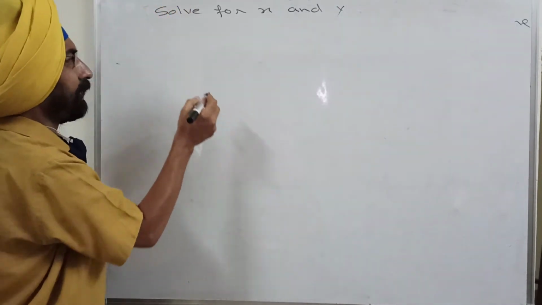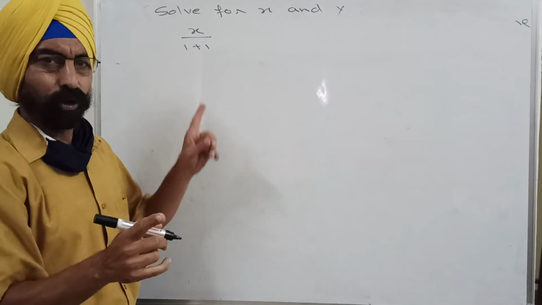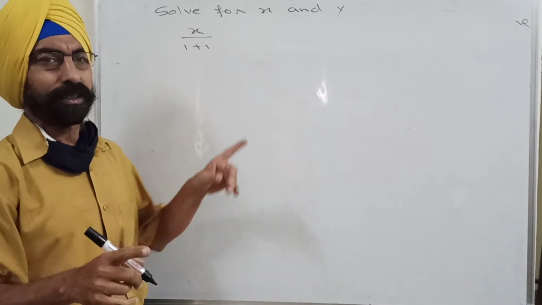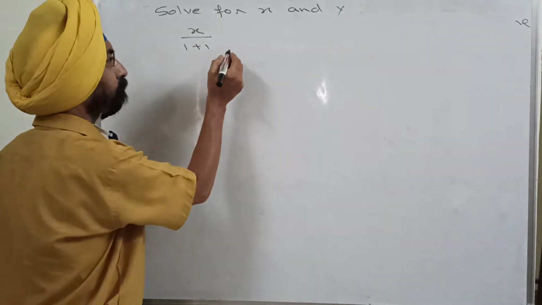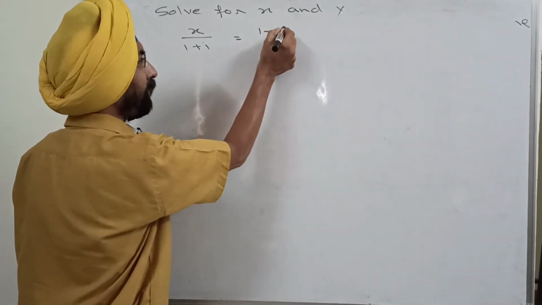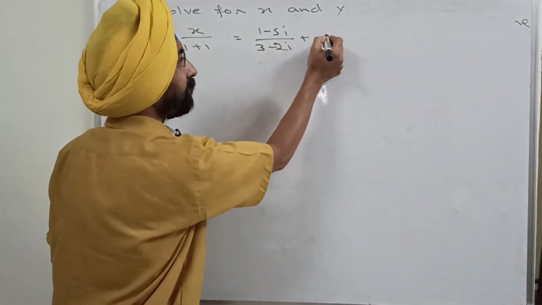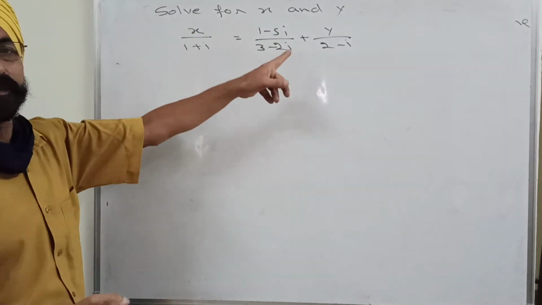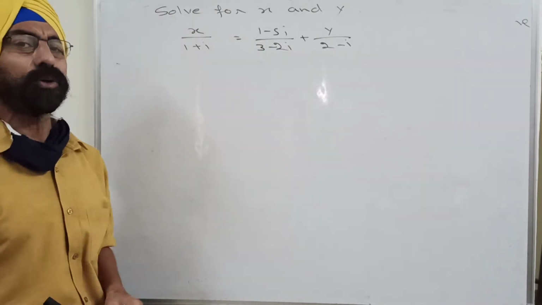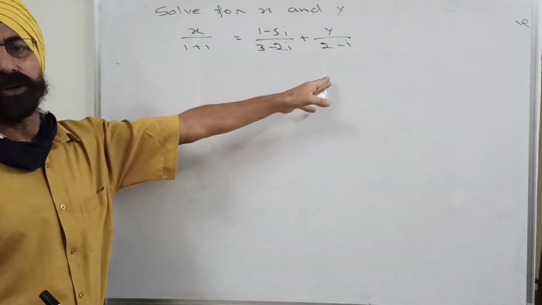Solve for x and y. This equation, and the equation is x upon 1 plus iota. This time I am not taking z as a complex number. I am taking x and y separately. So it is x upon 1 plus iota is equal to 1 minus 5 iota over 3 minus 2 iota plus y upon 2 minus iota. This time x and y are being taken separately. But still the question belongs to complex numbers because there are a lot of iotas there.